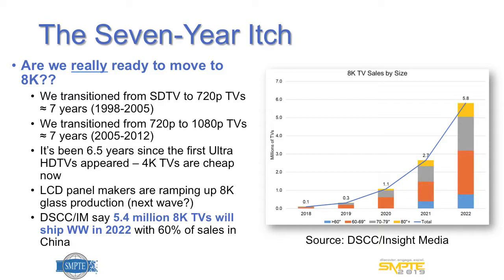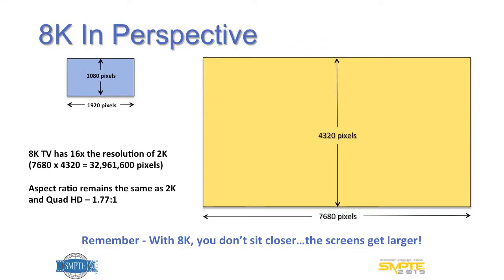The supply chain consultants Insight Media are now predicting 5.4 million 8K TVs will ship worldwide in 2022, but 60% of those sales will be in China. Those numbers are subject to change every day. Just for perspective, all things being equal, that's what an 8K TV looks like compared to full HD. It is 16 times the resolution of a full HD TV, or about 33 million pixels, with the same aspect ratio.